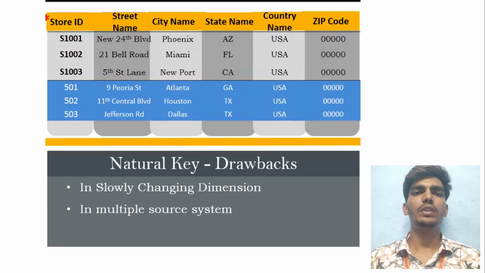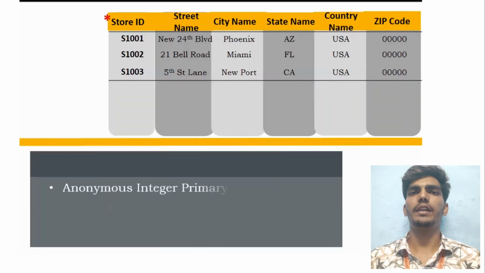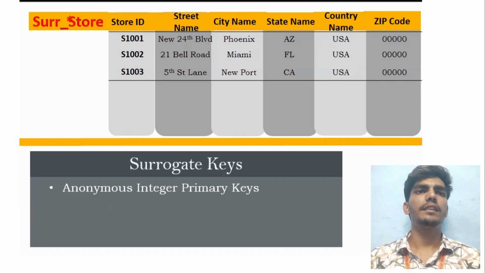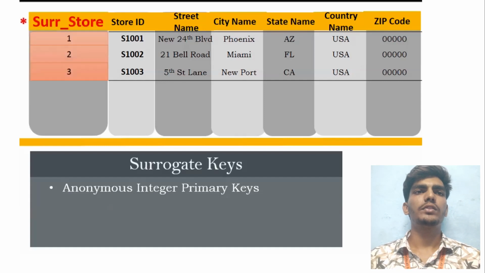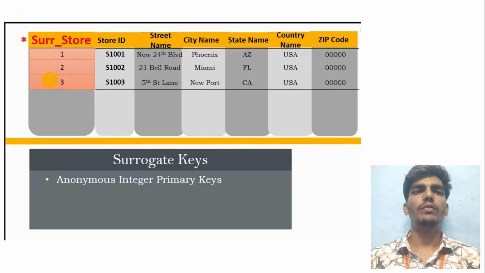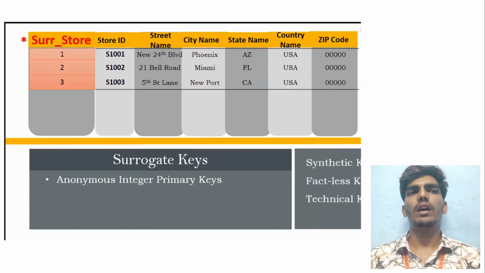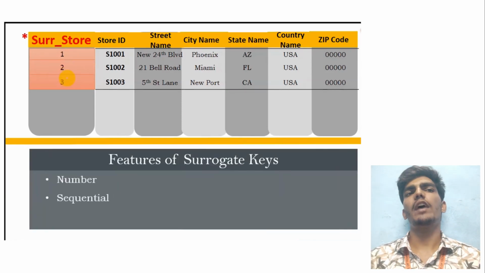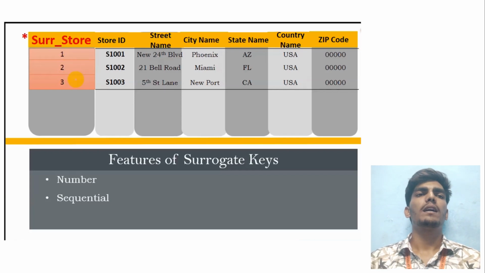It is recommended to create an anonymous integer primary key. This is called a surrogate key. It is a primary key. Surrogate keys are also called synthetic key, factless key, technical key. So what are the features of the surrogate key? It is a numeric integer value. It grows sequentially. It does not have any business meaning.